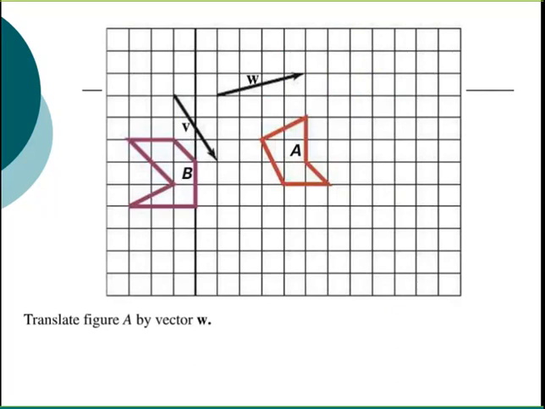Now, this one's not reflecting. What we're asked to do here, and it looks exactly like this in your homework, it says translate the figure by vector W. Well, here's W. We're translating figure A, so we're talking about this shape right here. So vector W is just telling you, hey, take shape A, measure out what's happening here. By measure, I don't mean find the distance here. I mean actually identify the slope of W, the vector.